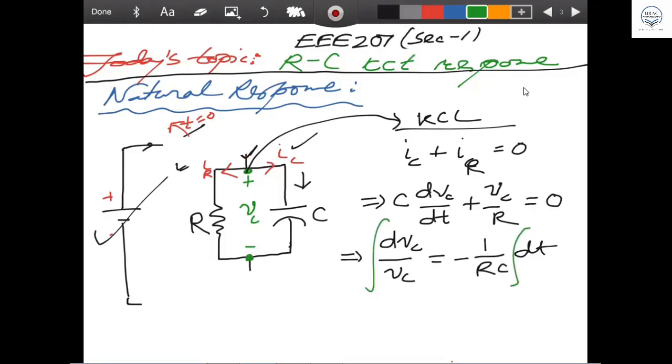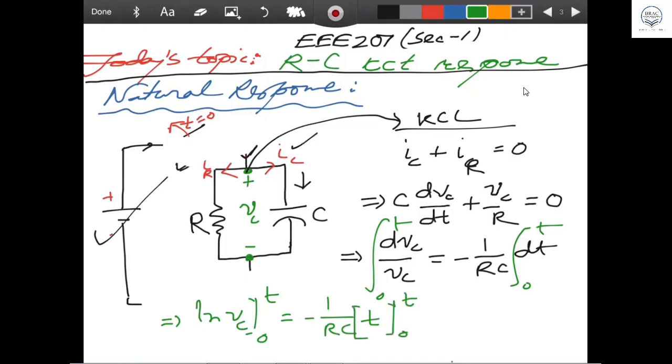Now if you go with the integration, RC is a constant, so with this integration you get ln of VC, and the limits go from 0 to T, equal to minus 1 by RC. Anybody who cannot understand anywhere, please stop me and tell me. Okay, this is from here to here, 0 to T. RC is coming from here.